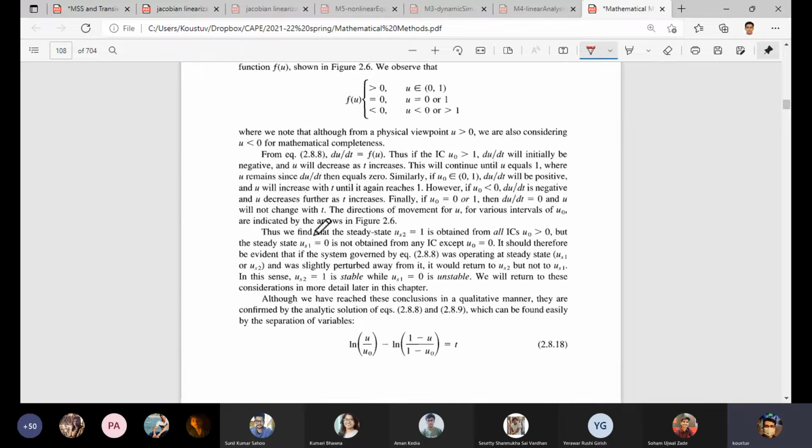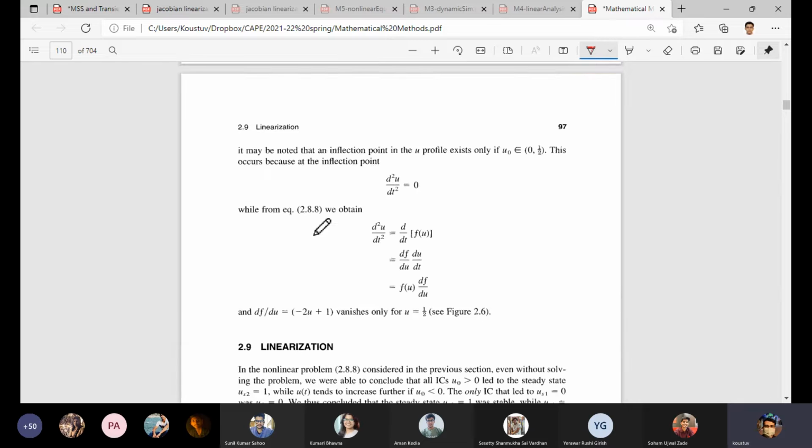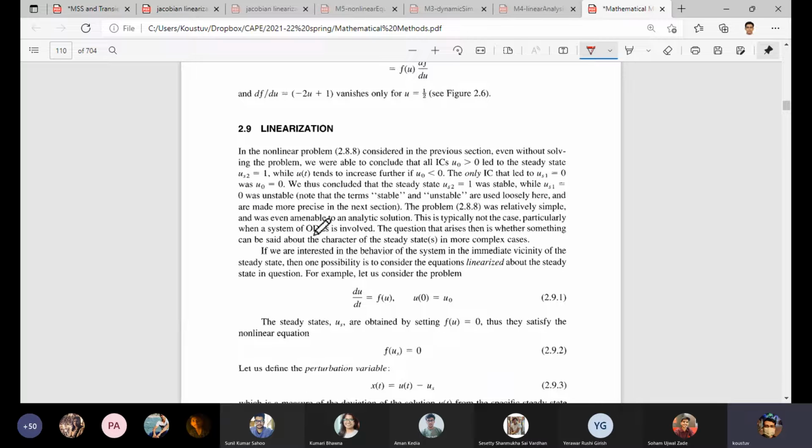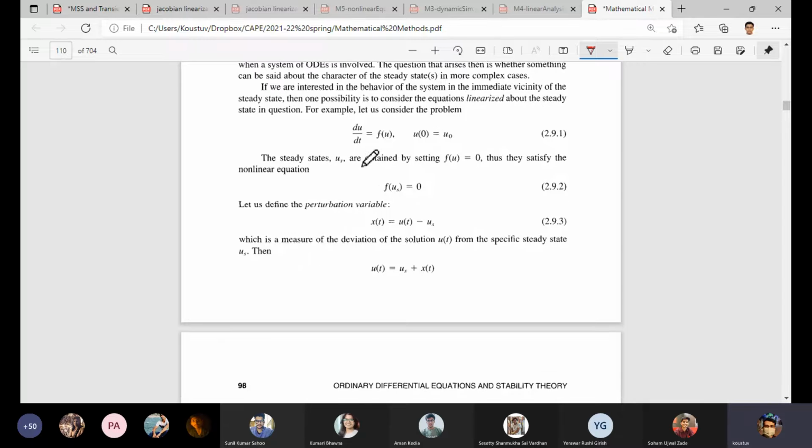But in terms of mathematical analysis, we'll do the linearization. If we do the linearization, then these expressions based on some initial value, we call it u0, and at the steady point, f will vanish. So we define a perturbation variable, which is a measure of the deviation of the solution from the specific steady state. This is very important, the definition of it written.